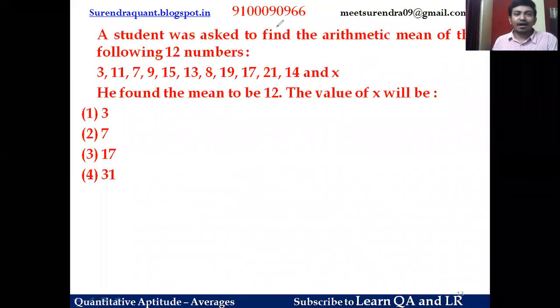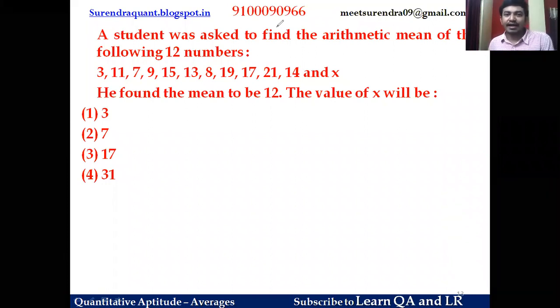A student was asked to find the arithmetic mean of the following 12 numbers. And he found out some numbers and found the mean as 12. What is the value of x? It is simple, guys. What do you mean by average? Sum of terms by number of terms is average. Average is given as 12. So number of numbers is 12, average is 12.